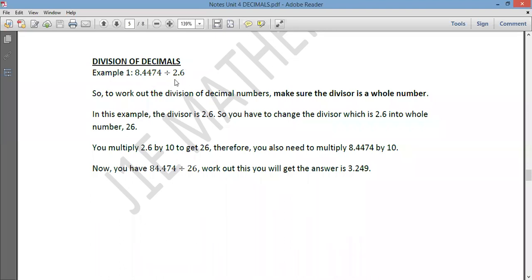When you move the decimal point, no matter how many steps, you have to do the same thing for your dividend. So you move one step. So you got 84.474 divided by 26. And then you can do your long division by yourself, then you can get the answer.